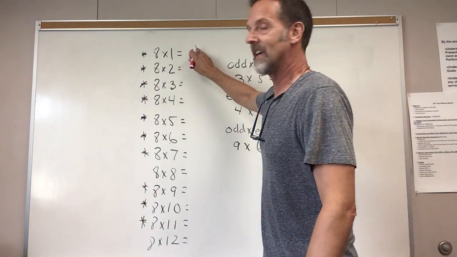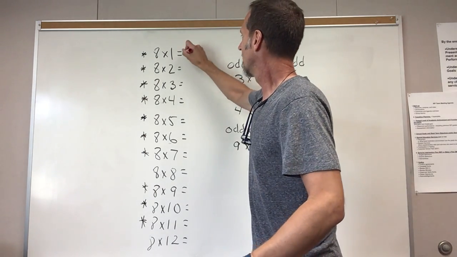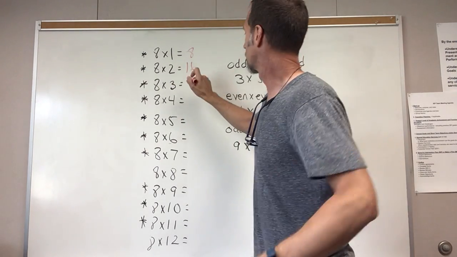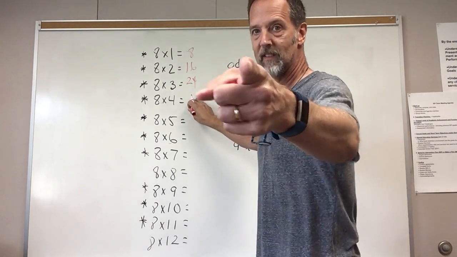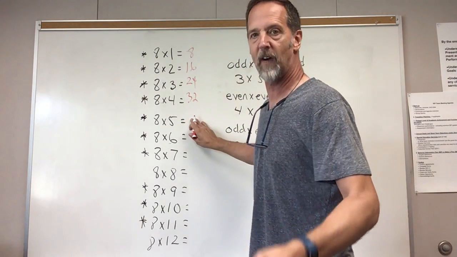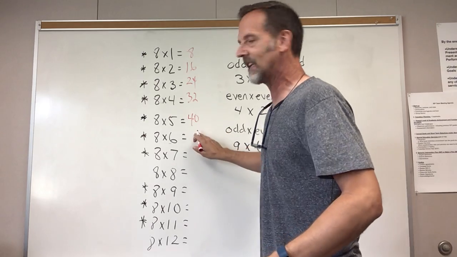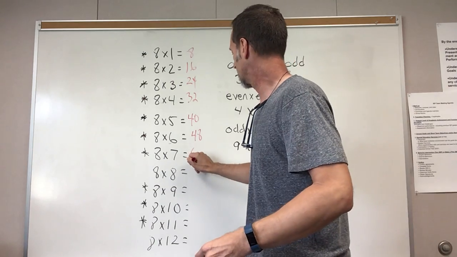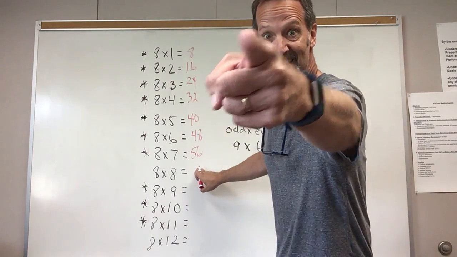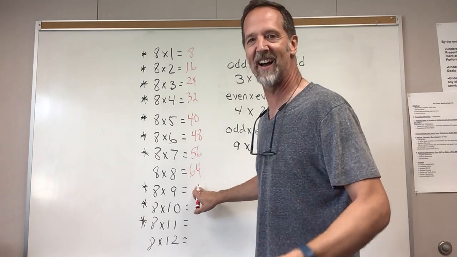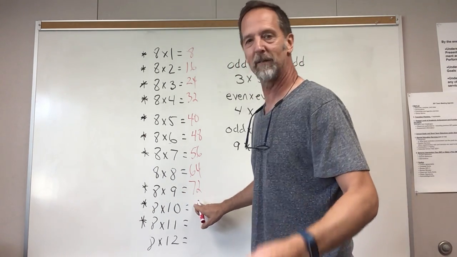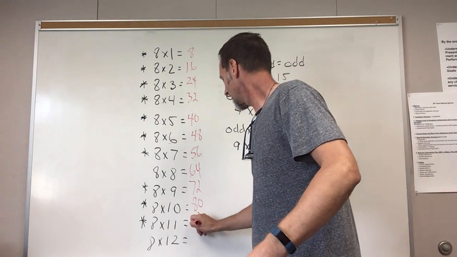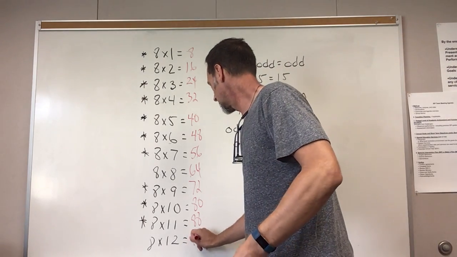You fill them in. 8 times 1 is 8. 8 times 2 is 16. 8 times 3 is 24. 8 times 4 is 32. 8 times 5 is 40. 8 times 6 is 48. 8 times 7 is 56. 8 times 8 is 64. Yay! 8 times 9 is 72. 8 times 10 is 80. 8 times 11 is 88. And 8 times 12 is 96.